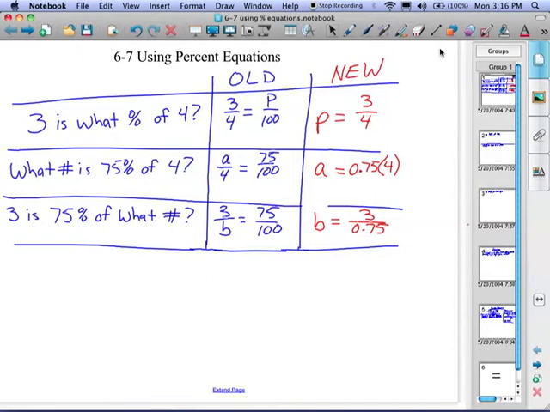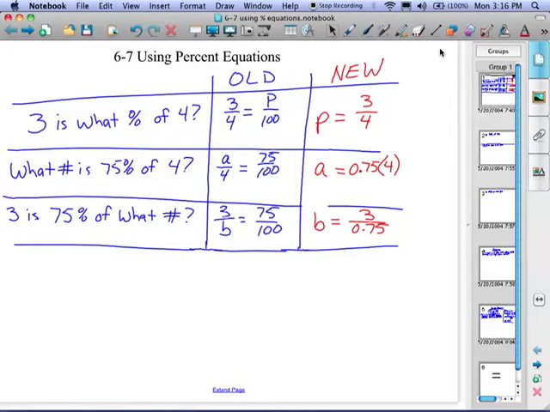6-7, using percent equations. Yesterday, when we looked at 6-5, we used something called the percent proportion, which you can see in blue. 3 is what percent of 4, and then we have 3 over 4 equals p over 100, and then we have the what number is 75% of 4, a over 4 equals 75 over 100. 3 is 75% of what number? 3 over b equals 75 over 100.